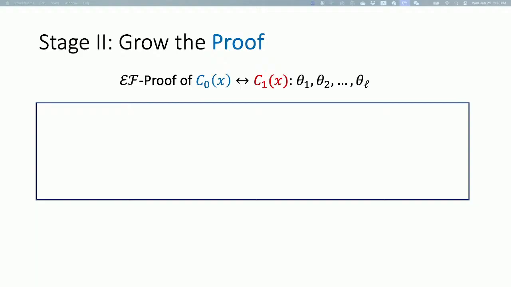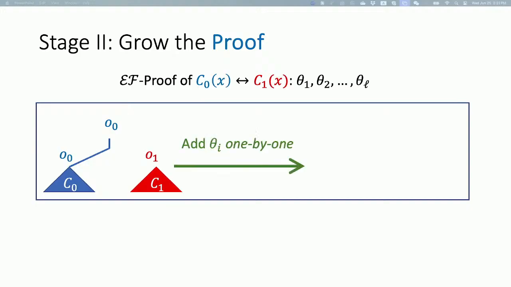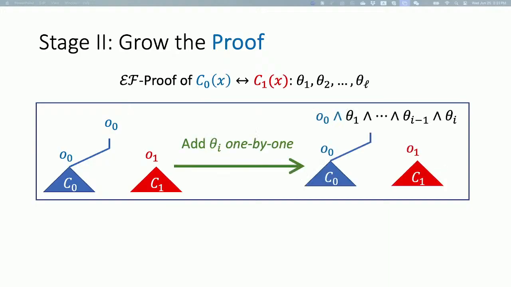So once we add this C1, we are going to use this polynomial size extended Frege proof of functionality equivalence to further add these proofs inside of the padded circuit. So at this moment, the entire circuit computes this function. Okay. So now we're going to add these theta i's one by one to the padded circuit.